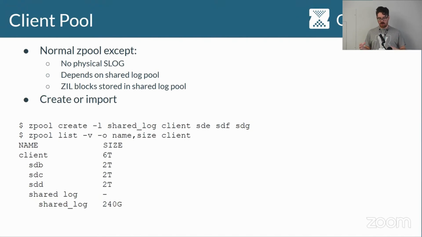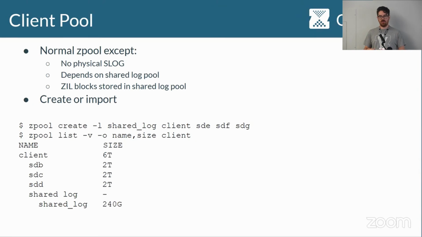The client pools are marked as depending on the shared log pool. So in order to import your client pool, you have to have the shared log pool imported. If you try to import it without the shared log pool, it'll tell you that it can't import right now unless you tell it to discard its logs, which is an existing thing you can do in ZFS, like if you lose a log device. And then the big difference is that your ZIL blocks are actually stored in the shared log pool, right? All of the ZIL chains are stored in this shared log pool, and that's where all that data gets persisted.